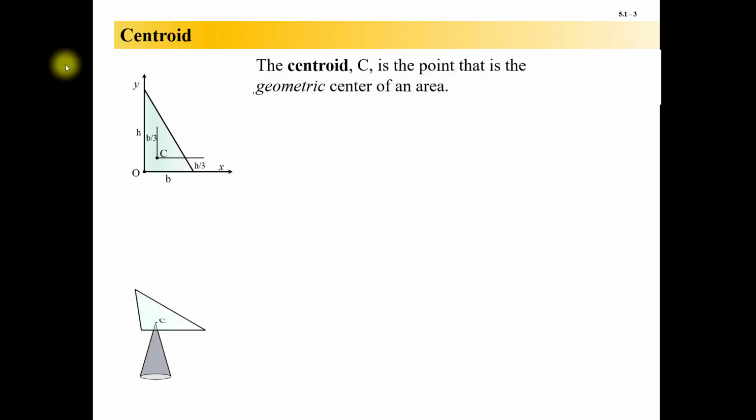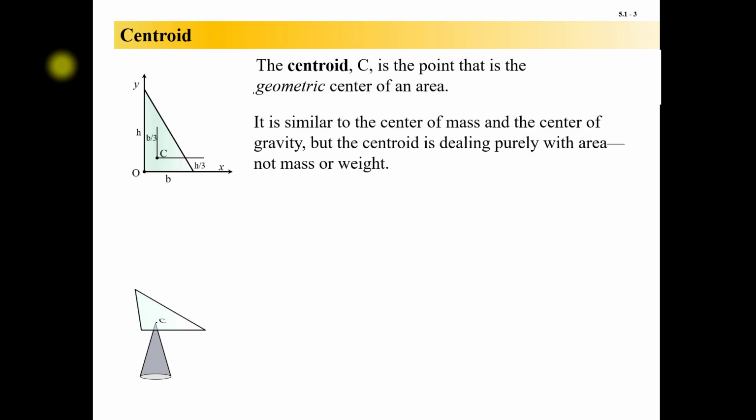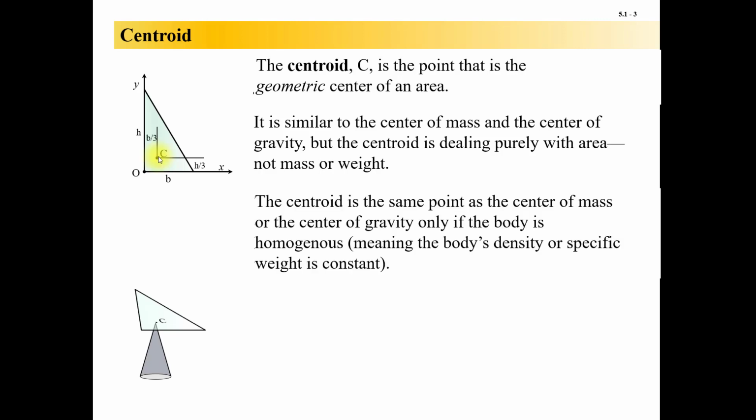All right, so what is the centroid? Well, the centroid, often denoted C, is the point defining the geometric center of an area. It is similar to the center of mass and center of gravity, but the centroid is dealing purely with area, not mass or weight. So if you have a constant thickness material that's all made of a homogeneous material, like constant density everywhere, then the center of mass and the center of gravity and the centroid all line up in the same spot.